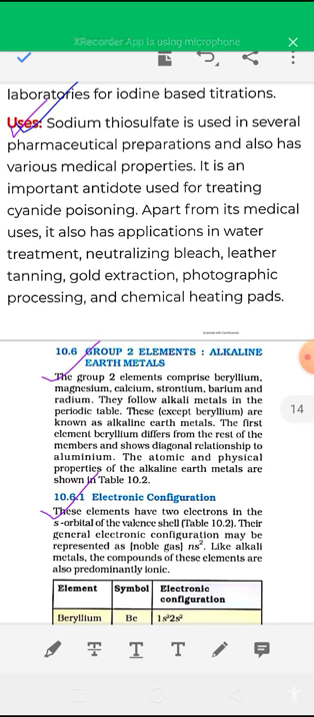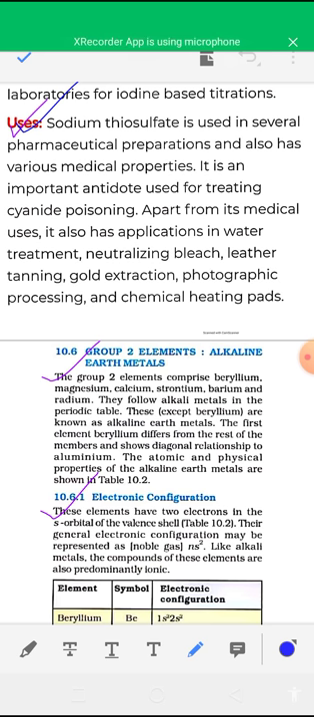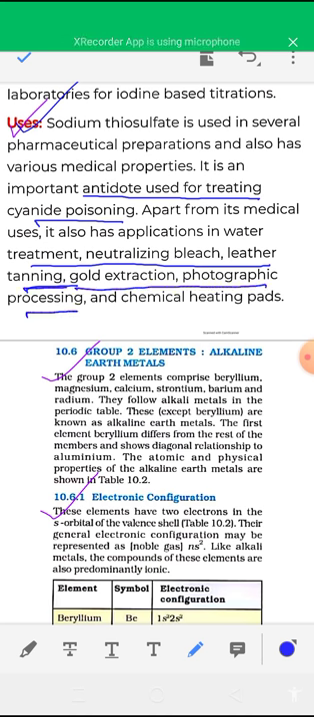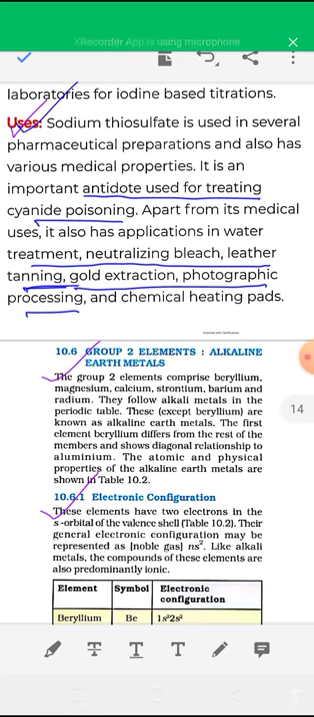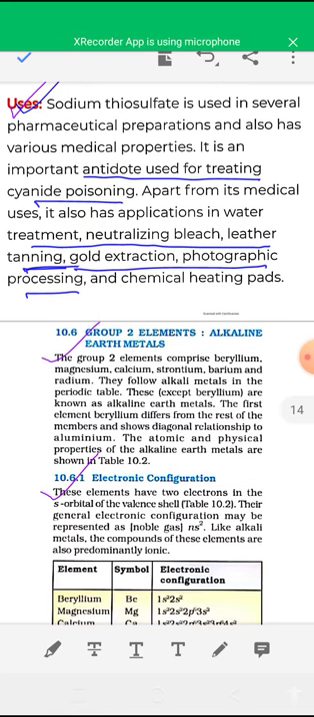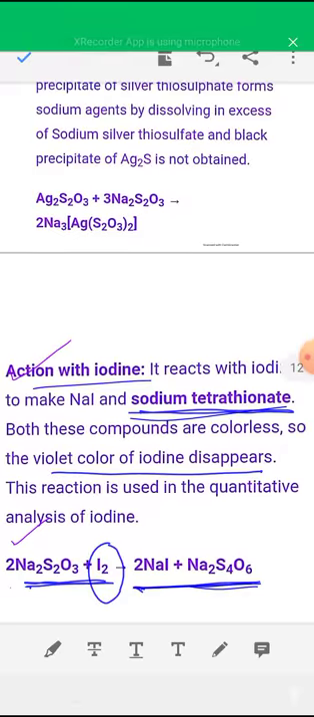Now see the use of sodium thiosulfate. Sodium thiosulfate is used in several pharmaceutical preparations and also has some medical properties, and it is an important antidote used for treating cyanide poisoning. Apart from its medical uses, it also has application in water treatment, neutralizing bleach, leather tanning, gold extraction, photographic processing. Okay, so these are some uses of sodium thiosulfate, a very important compound, and all these reactions are given in the syllabus.